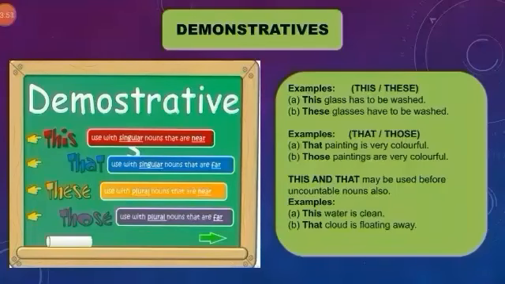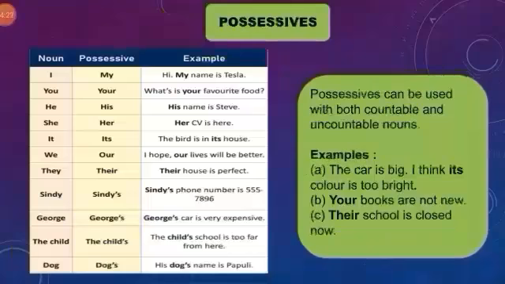Examples: this glass has to be washed. Example B, these glasses have to be washed. Now, that and those. That painting is very colorful. Example B, those paintings are very colorful. This and that may be used before uncountable nouns also. Examples: this water is clean. That cloud is floating away. So students, these are demonstratives.